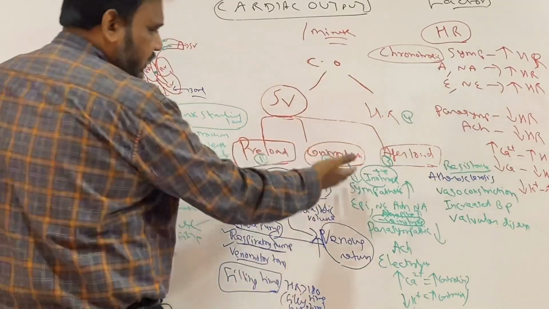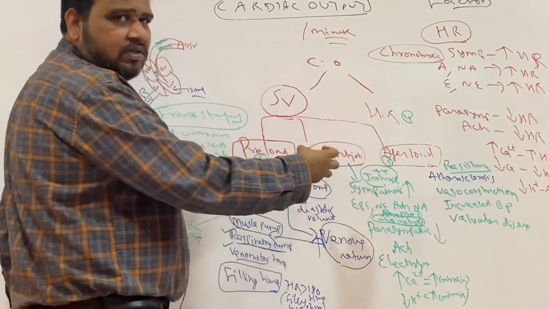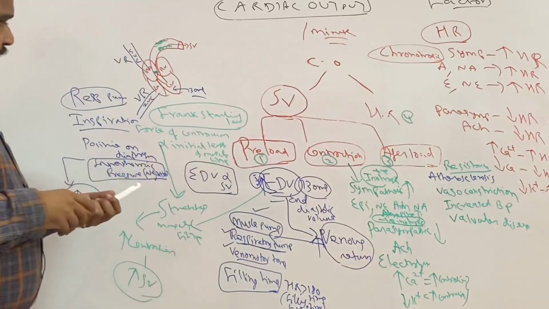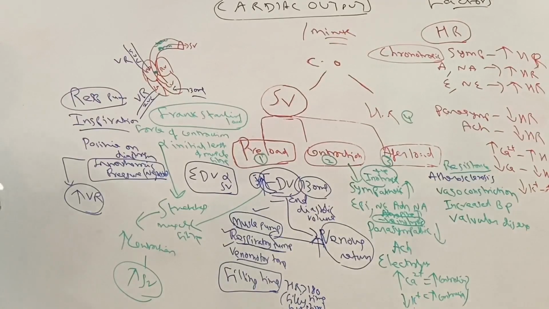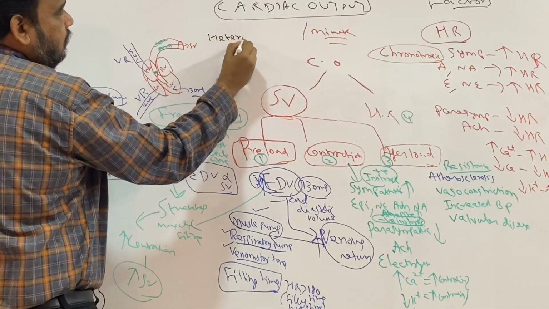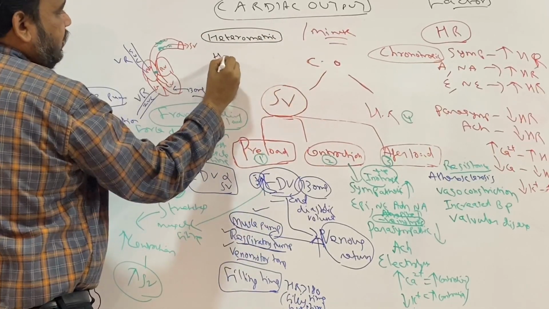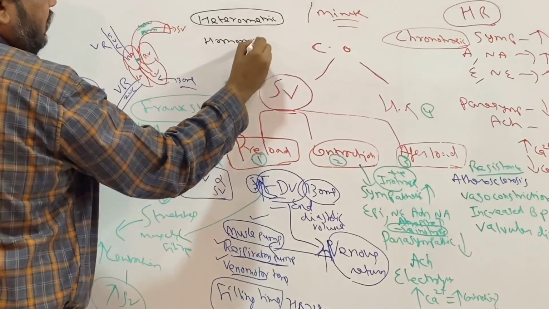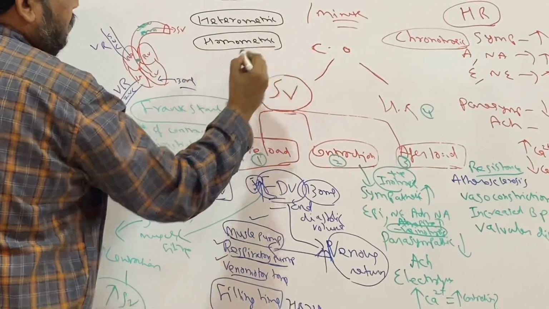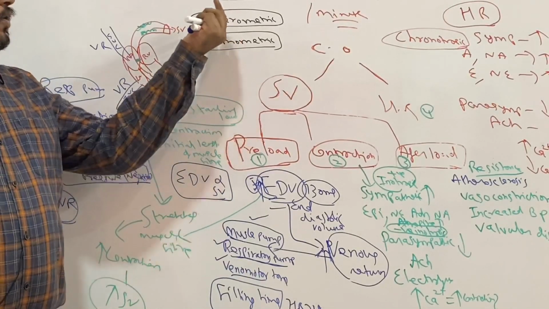Here in the contraction, many drugs are there: digoxin, dobutamine. So all those drugs which cause contraction. Now a very important term which I thought I can mention is heterometric and homometric regulation. Many might not be able to understand this easily. Homo means same, hetero means different.